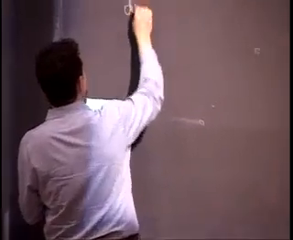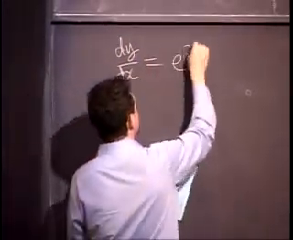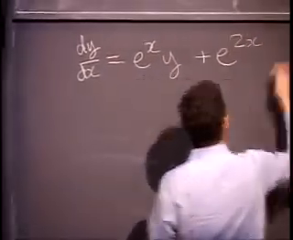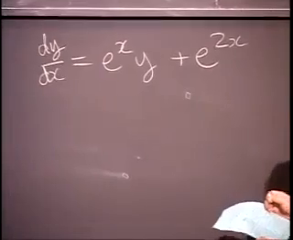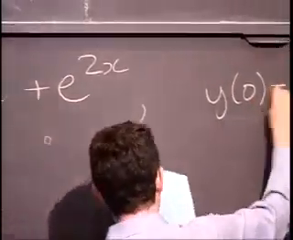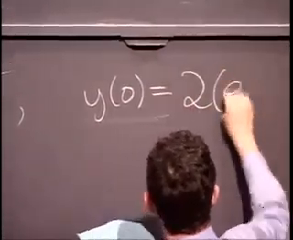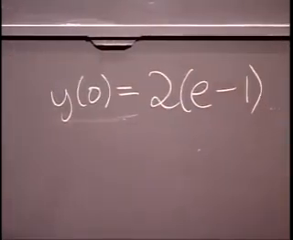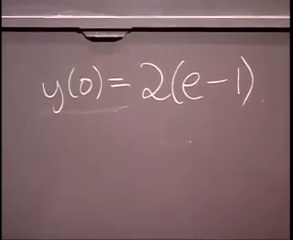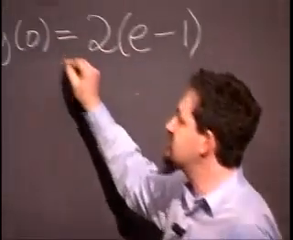So consider dy dx equals e to the x times y plus e to the 2x. And I'm going to make it into an initial value problem as well. I'm going to specify that y of 0 is equal to the quantity 2 times e minus 1. That's just a constant. Okay, so the differential equation by itself, well, that solution would have a constant in it somewhere, a c. But this is going to allow us to eliminate the c.